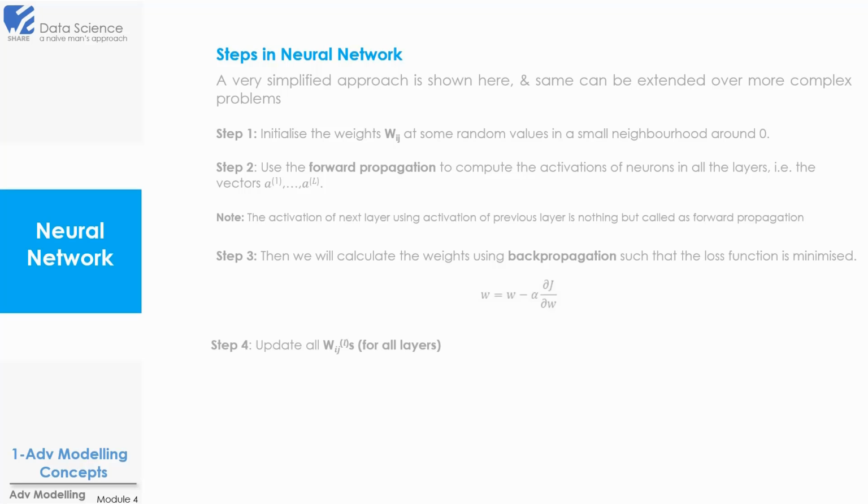Then in the fourth step, we will update the weight matrix for all the layers. And then we'll go back to step 2 until convergence, which is attained when improvement in the next iterate is negligible. So we keep on doing this until improvement in the next step becomes negligible. So these are the steps involved in building a neural network. Now as I said, step 3 is a crucial step, so let's see step 3 in detail.